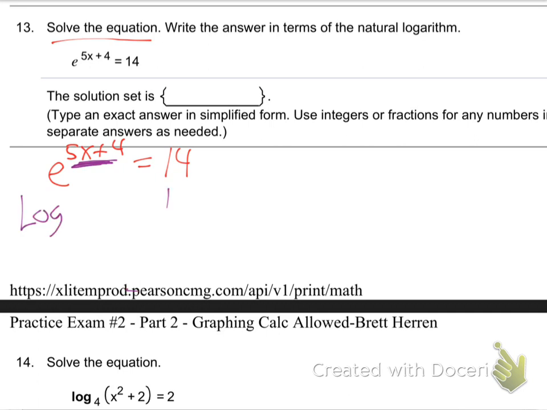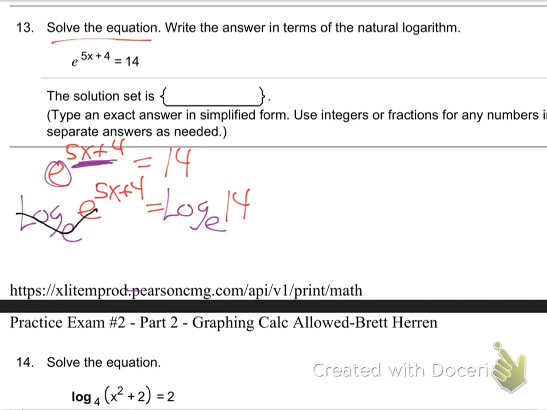You take a log of both sides. Now, what base? Because every log has to have a base. It's got to be the same base as what you have. Our base here is e, so I have to do the same base. Log base e on both sides. We have e to the 5x plus 4 equals 14. And when you do that, these guys will cancel, because logs are the inverses of exponentials.